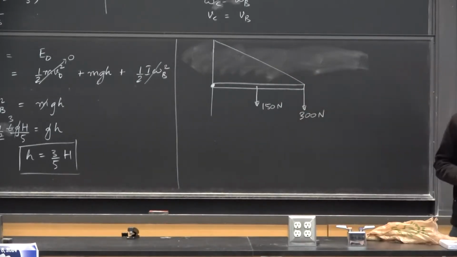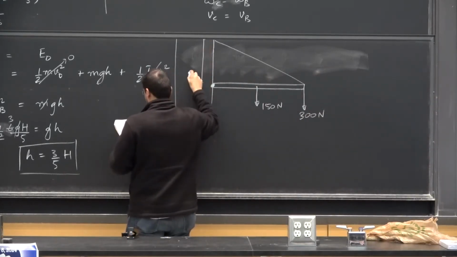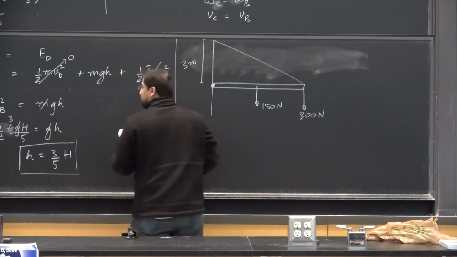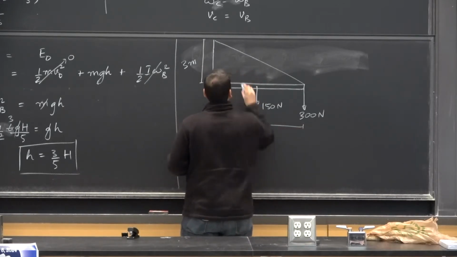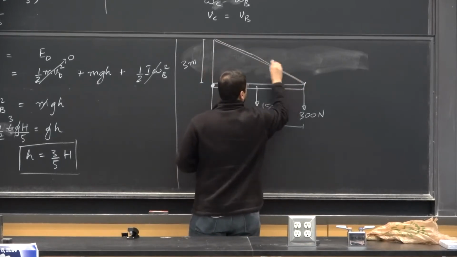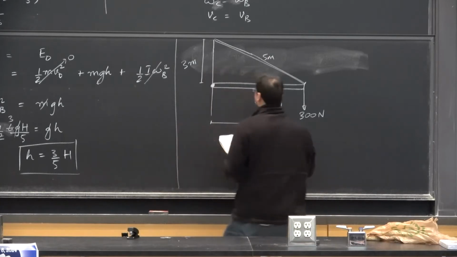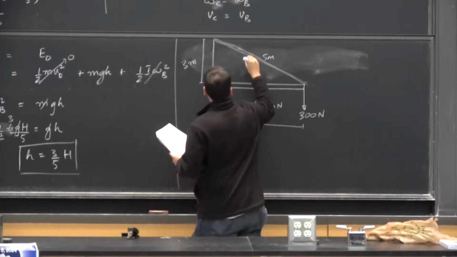Well, these are weights, not masses. Keep that in mind. They're not kilograms, they're newtons. So they're forces. They're how much force is exerted on the beam. This side is 3 meters. This side is 4 meters. And the length of the string itself is 5 meters.